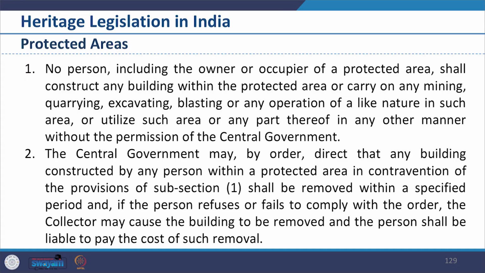Let us try to understand the meaning of the protected areas, looking at its implications. So what it implies for the area which would come under the protected areas. So no person, including the owner or occupier of a protected area, shall construct any building within the protected area or carry on any mining, quarrying, and so on. So it takes away their right. There are restrictions on their right. The central government may by order direct that any building constructed by any person within the protected area be removed. So you see the power it assigns to the government.